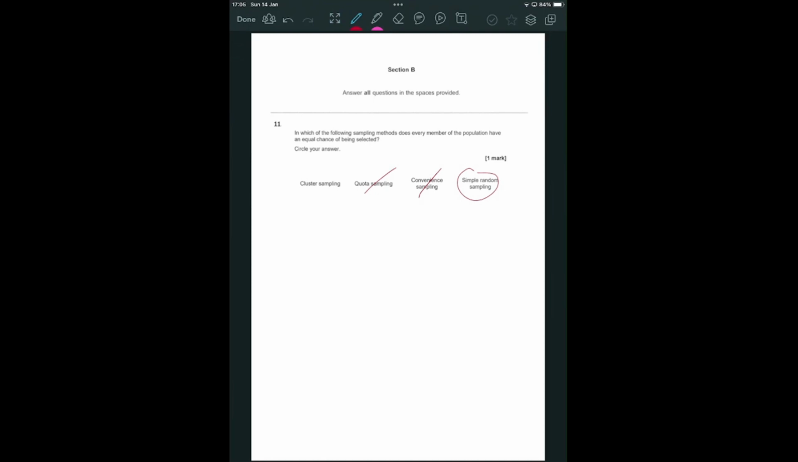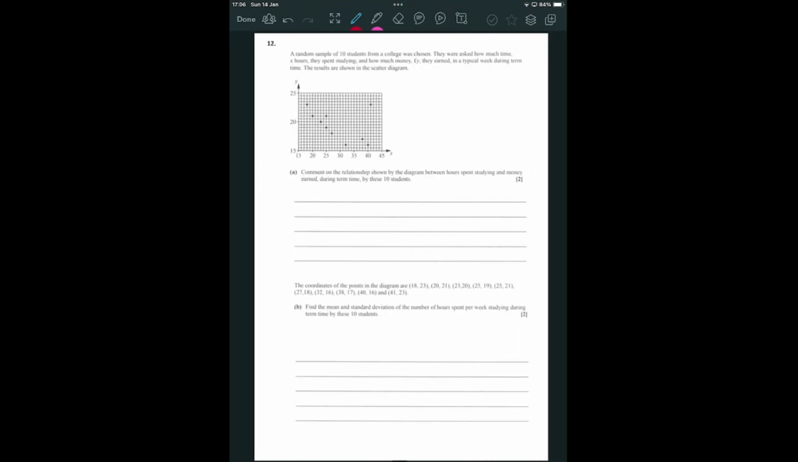Cluster feels like it's less obvious why it fails. Does every member of the population have equal chance? The weird thing about cluster is not every sample is equally likely to be chosen. Cluster must have some kind of convenience or quota essence in it, which I'm misremembering at this point. But simple random clearly satisfies that condition. So we'll go with that as our answer.